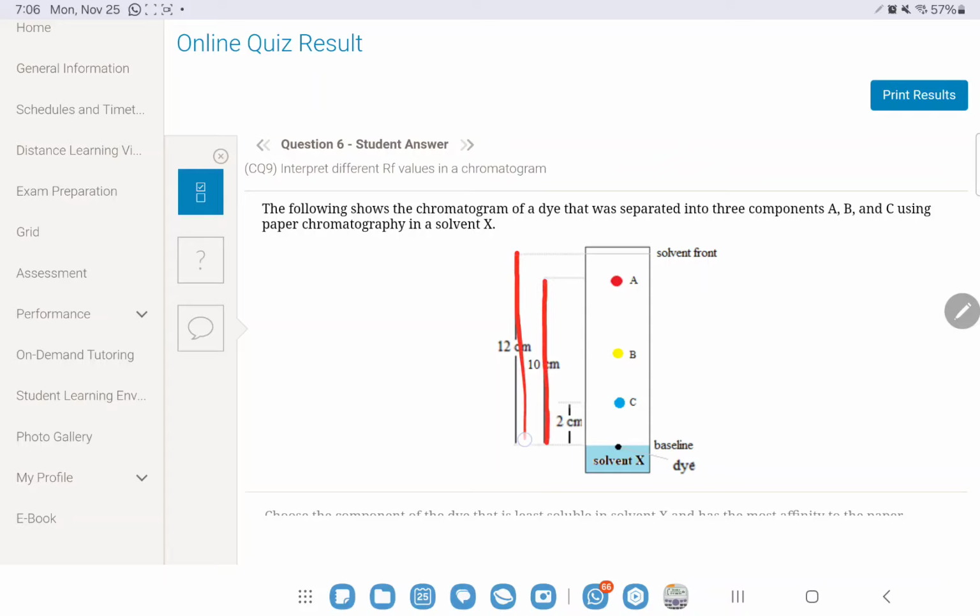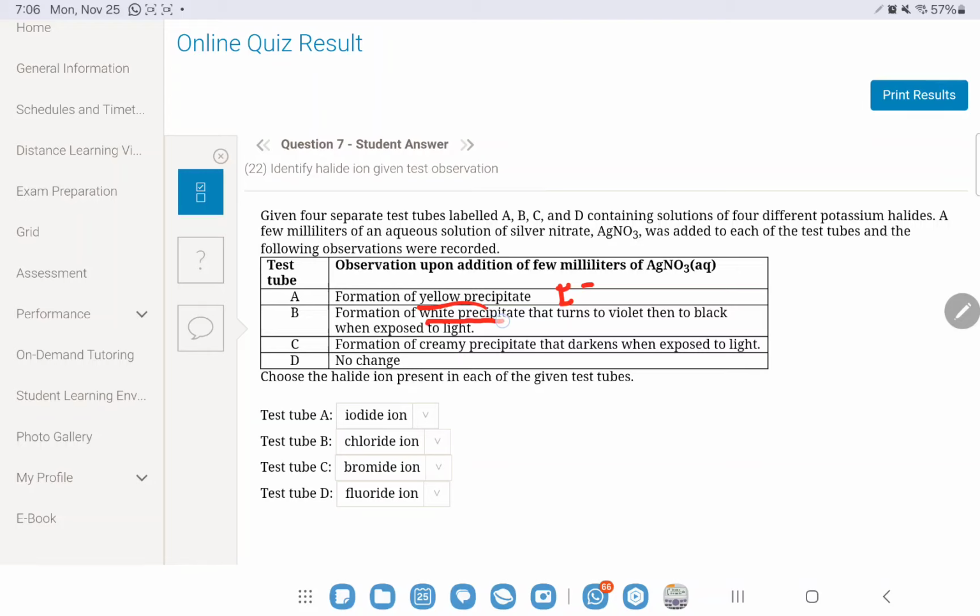Now, let's see. Yellow precipitate, iodide ion. White precipitate, it's always chloride ion. I don't know how to write the ion for chloride, so I'm just gonna say chloride ion. Then it's Cl minus, I think. Creamy precipitate, bromide, Br minus or plus? I forgot. I'm not gonna write these anyways. And no change, it's always fluoride ion.